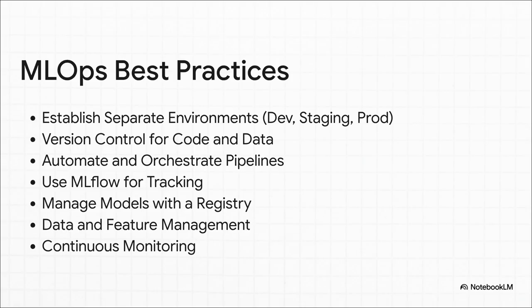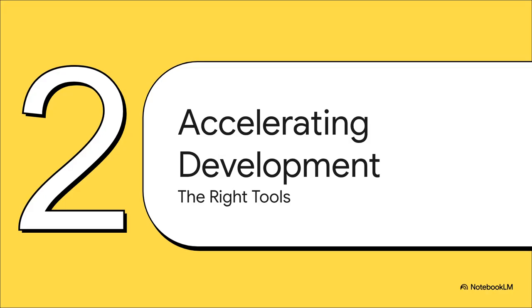Treat your machine learning assets, your code, your data, your models, with the same discipline as traditional software. And that means having separate environments for safety, versioning absolutely everything so it's reproducible, and automating your pipelines for reliability. So before our model is even a single line of code, we can actually set it up for success. The journey to production really starts by speeding up the development phase itself.